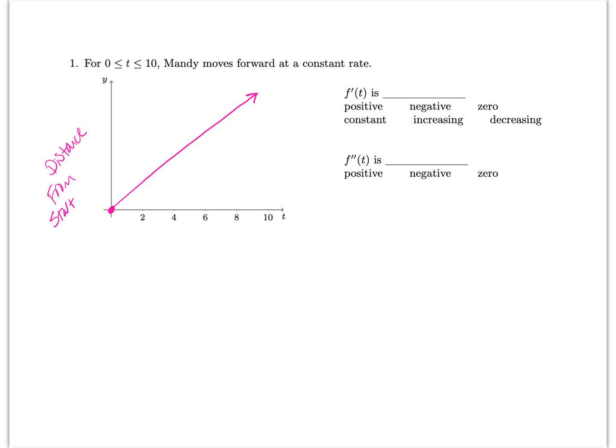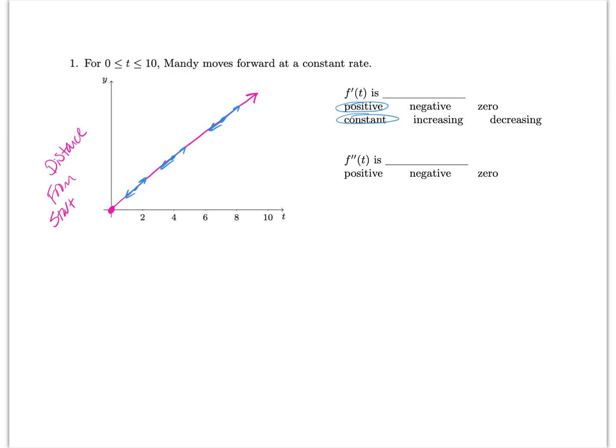Okay. So that means that f prime of t is both positive and constant. So if I'm looking at the slope of the tangent lines along this line, okay, I'm going to draw little tangent lines. They look like this. Okay. So those lines all have positive slope, and they are always the same value. Okay, so f prime of t is positive and constant.